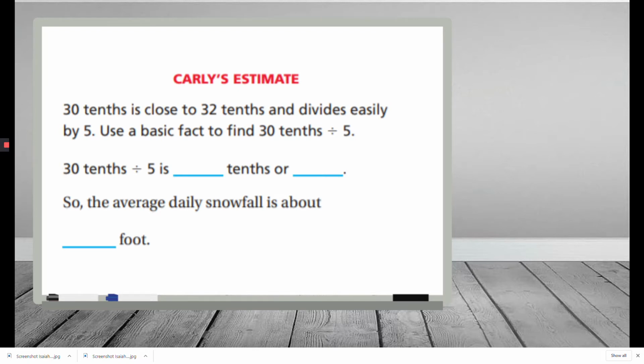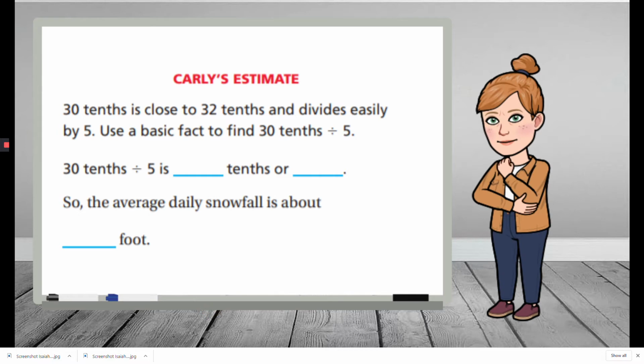Okay, now we're going to look at Carly's estimate. 30/10 is close to 32/10 and divides easily by 5. So use basic facts to find 30/10 divided by 5. 30/10 divided by 5 is 6/10 or 0 6/10. So the average daily snowfall is about 6/10 feet.